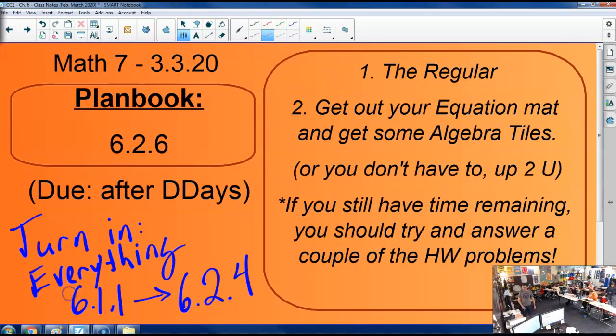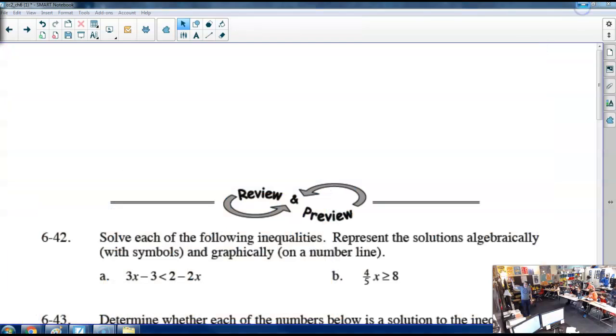So for those of you playing along at home, it is 3:20. We are taking homework questions right now.